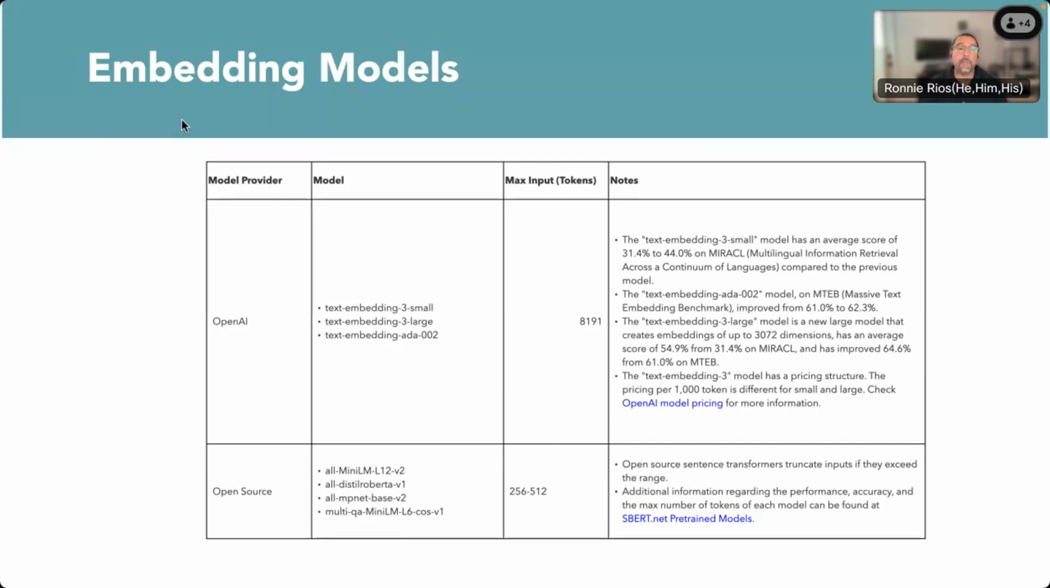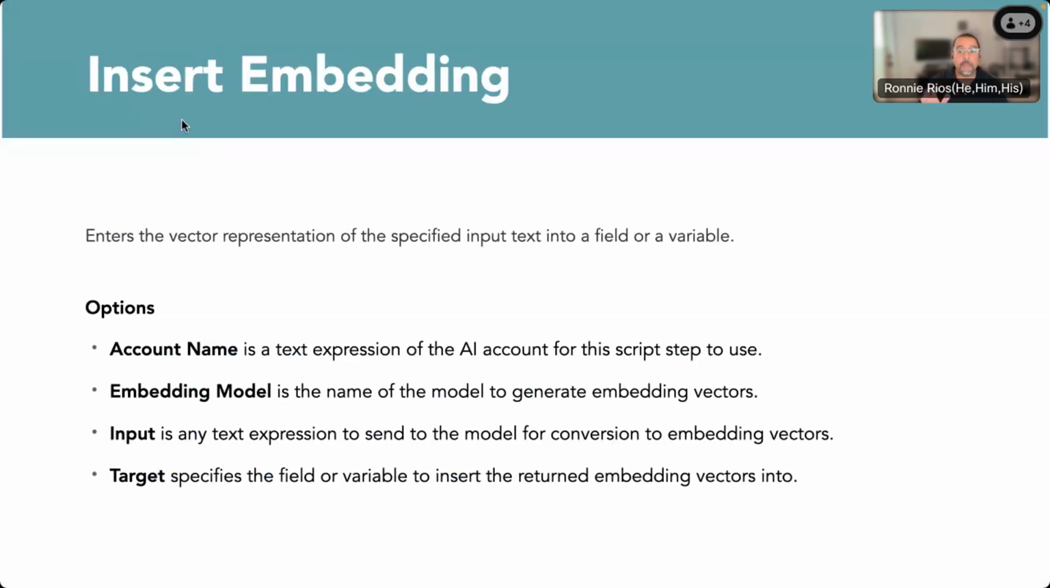Let's dive a little deeper into the script steps and functions you're going to need to create these embeddings, starting with the Insert Embedding script step. You'll use the script step to generate a vector representation of the specified input, using whatever model you specify in the script step. You'll have to specify a target, a variable or a field, where the embedding will be stored. If the target is not specified, the script step will return an error, which you can capture with the Get(LastError) function, as with most of our script steps.